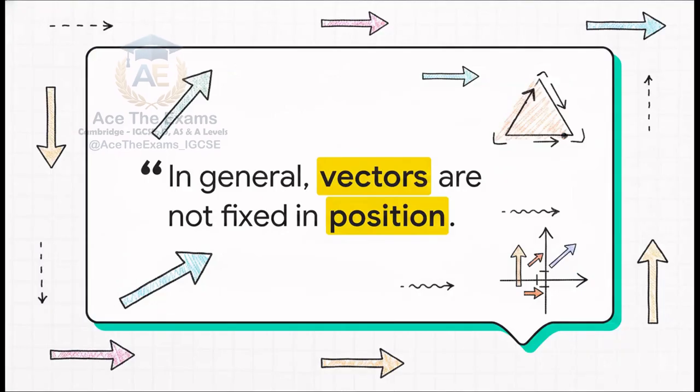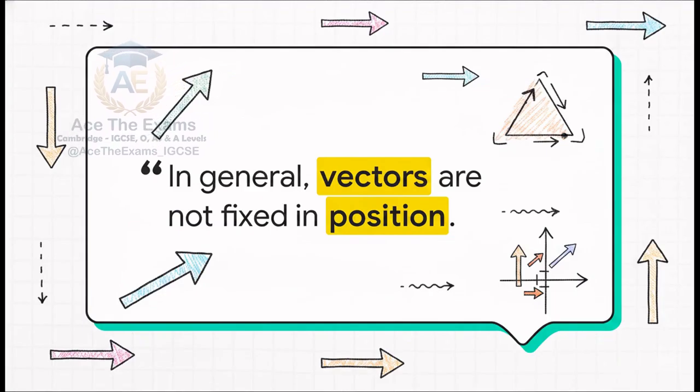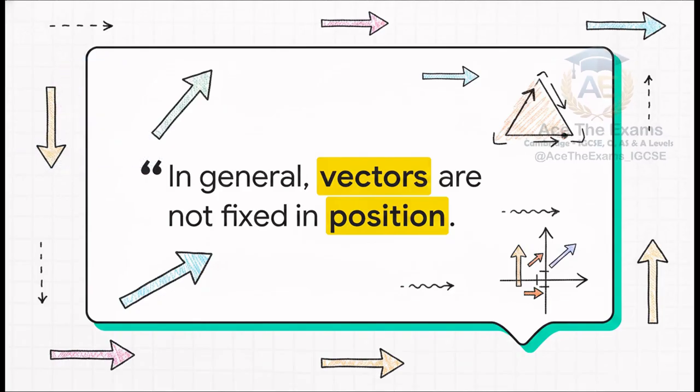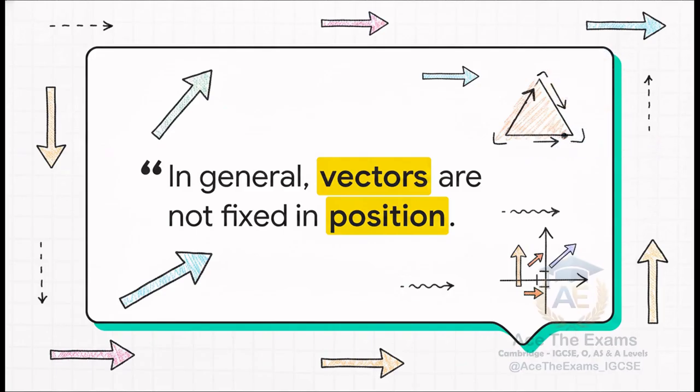This quote on the screen, this is the ultimate secret to unlocking vector geometry. Vectors are not fixed in position. See, unlike coordinates on a graph that are stubbornly pinned to one specific spot, vectors are totally independent. An arrow pointing 2 units right and 1 unit up is the exact same arrow whether you draw it at the top of the page, the bottom of the page, or if it's forming the side of a shape. They can slide absolutely anywhere on a page just as long as they don't twist, rotate, or shrink.